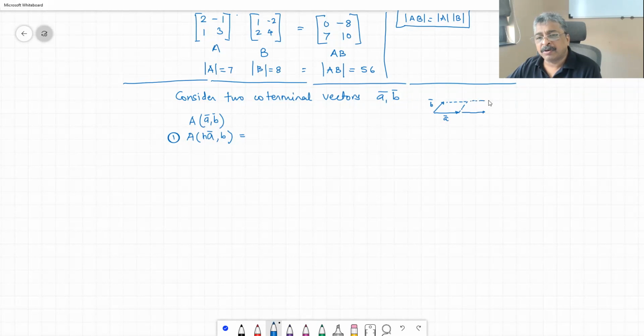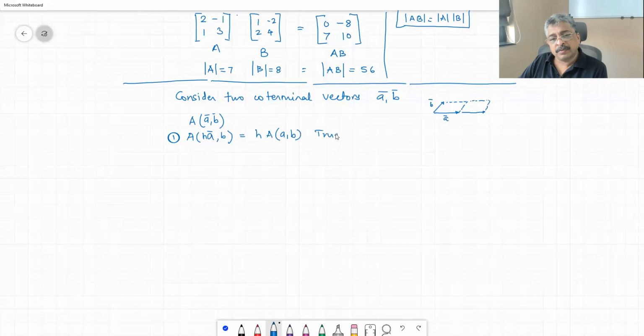And then complete the parallelogram. Then of course the area will be doubled. So it is going to be H times area of A comma B. True, right? Second, area of A comma K times B, it is one and the same. Whether you stretch or compress the first vector or the second does not matter.